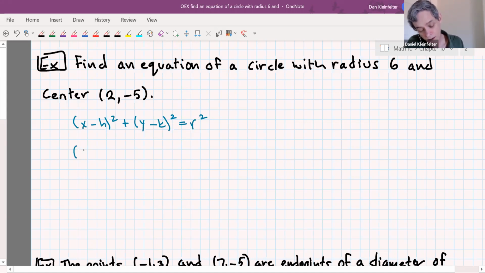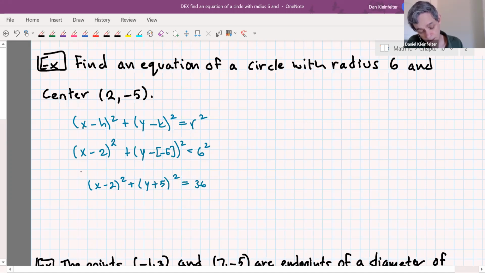Okay, so we'll have x minus 2, our h is the x coordinate of the center, x minus 2 squared plus y minus negative 5, got to be careful about that, and that's squared, and then our radius is 6, so our r squared is going to be 36. Cleaning this up just a little bit, we'll have x minus 2 squared plus y plus 5 squared equals 36.